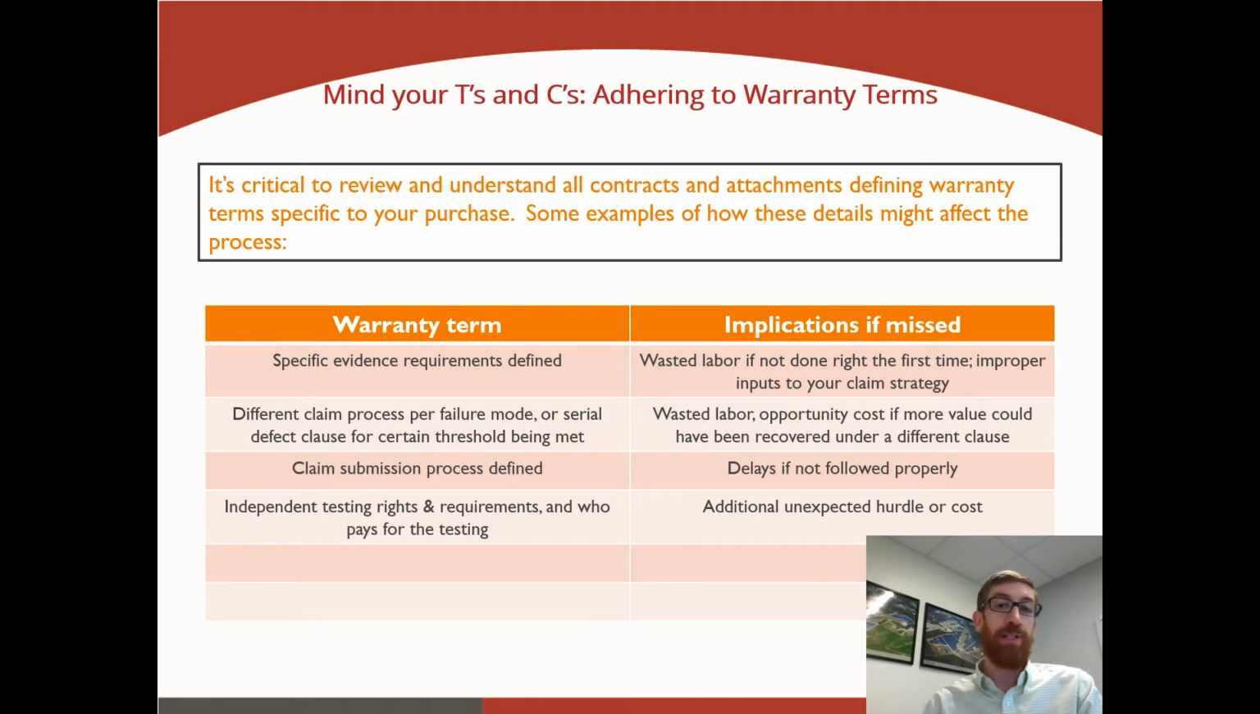There might be, and this is where things can get even more interesting, different processes for different types of failures or different quantities of failures, a single module versus we're seeing underperformance, or we're seeing a defect on hundreds of modules. So it is important to not just glance at the section of the contract that you think would apply to claim filing, but to review the whole thing and make sure there's not a whole separate clause somewhere that says, in the event that this type of failure occurs or this number of modules fail, here is an additional piece of evidence that's required, for example.